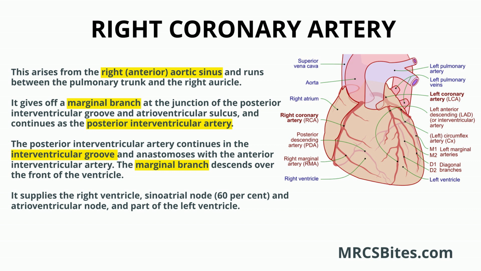The posterior interventricular artery continues in the interventricular groove and anastomoses with the anterior interventricular artery. The marginal branch descends over the front of the ventricle. It supplies the right ventricle, sinoatrial node (60%), and atrioventricular node, and part of the left ventricle.